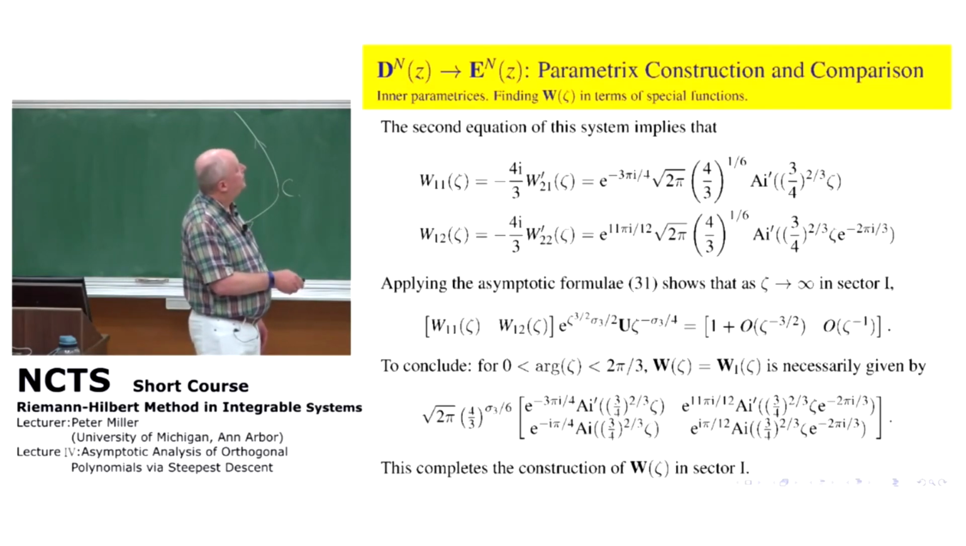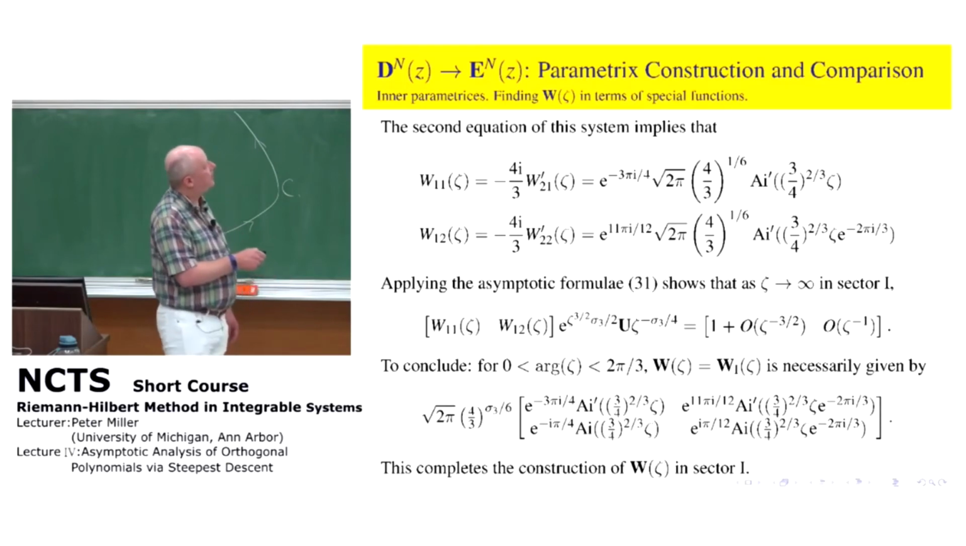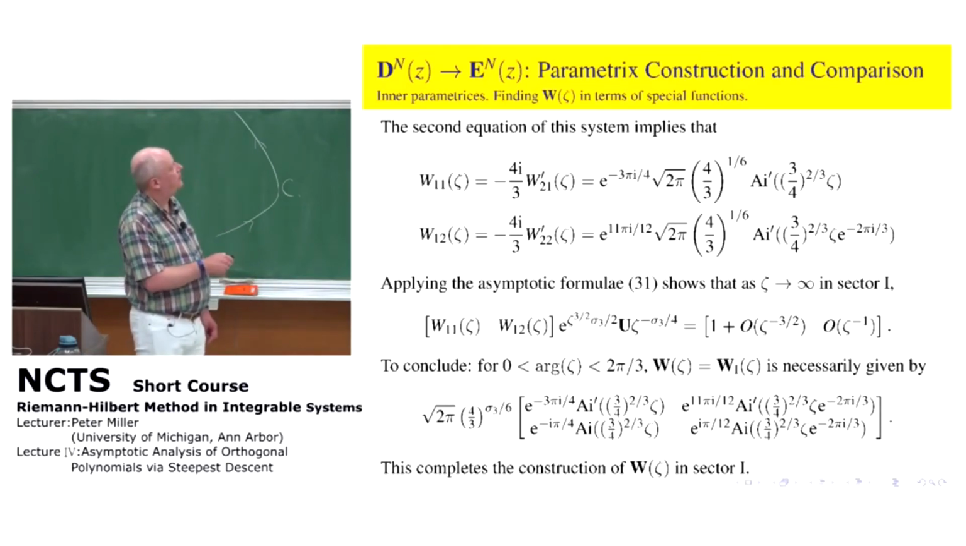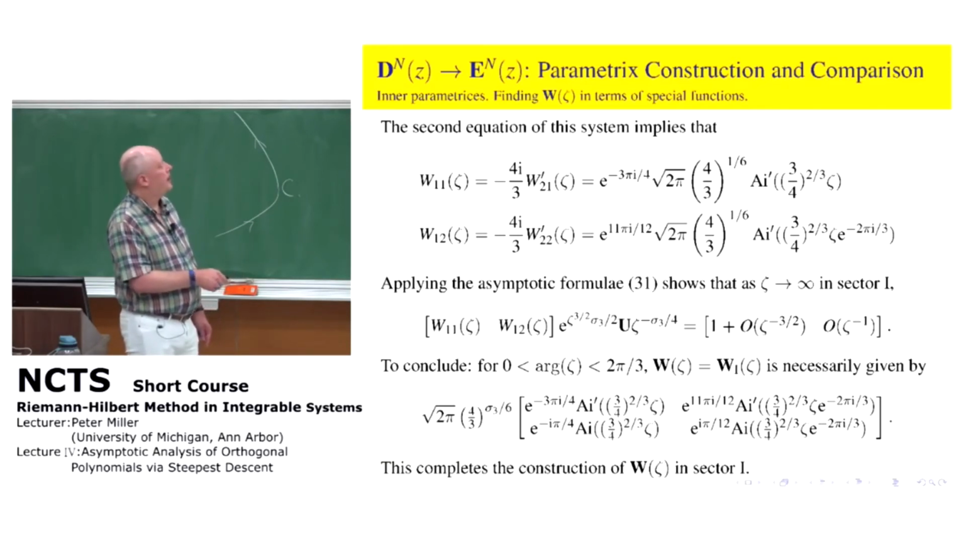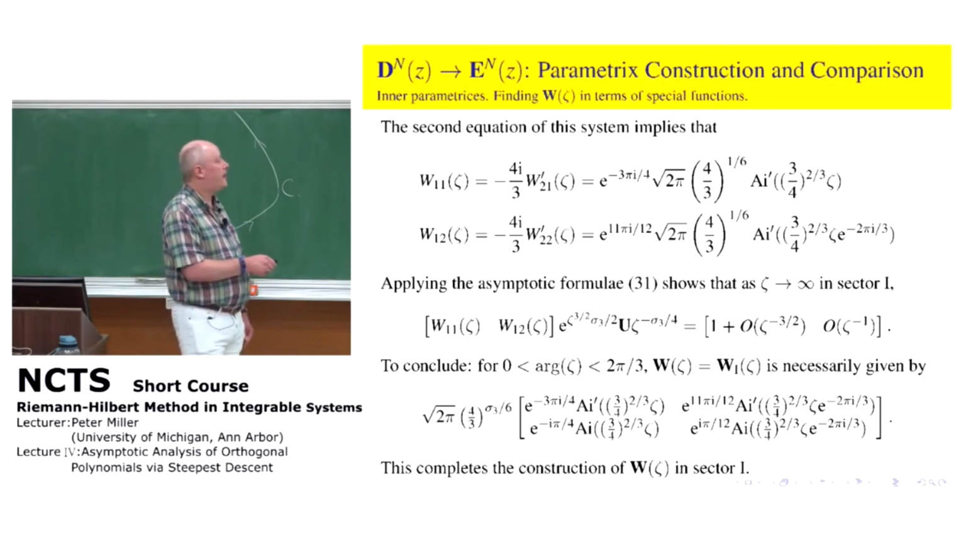Okay. So, all right, now that's the second row, but the second equation of the system tells us how to get the first row from the second. All we have to do is take some derivatives and multiply by some appropriate constants. And so now that means that W11 is something involving Ai prime. W12 is also involving Ai prime at the rotated argument, okay? So now we apply the asymptotic formula for derivatives of Airy functions, and you see that as zeta goes to infinity in sector 1, this quantity here is 1 plus small and small. So that's exactly what we needed to happen.